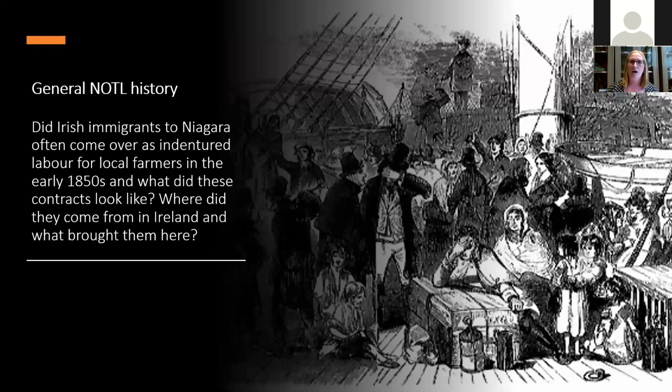So this one's about Irish immigrants coming to Niagara-on-the-Lake, and we actually have quite a bit of research on the Irish immigrants that came. Now, most of them didn't come over as indentured labor in the 1850s. A lot of the Irish came over in the 1830s, and then, of course, in the late 1840s, when the major famine hit between 1845 and 1846, with the potato crop failure.